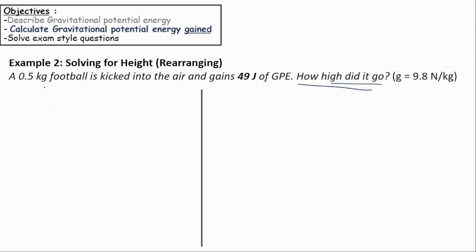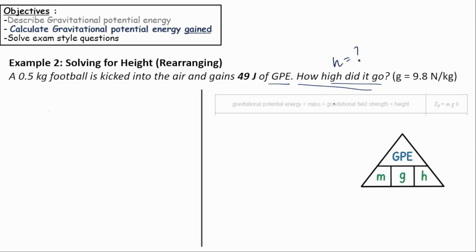A 0.5 kg football is kicked into the air and gains 49 joules of GPE. So we're going to be required to rearrange the equation. First, let's write out the values given in the question. It says a ball of mass 0.5 kg. So M is equal to 0.5.